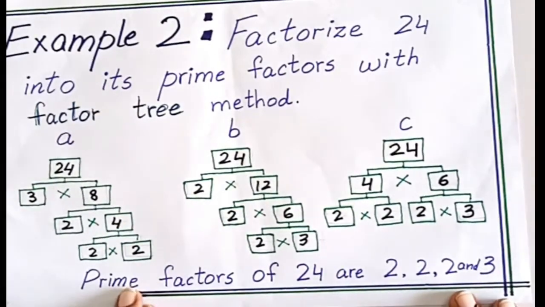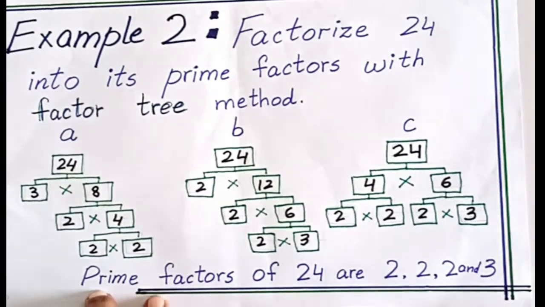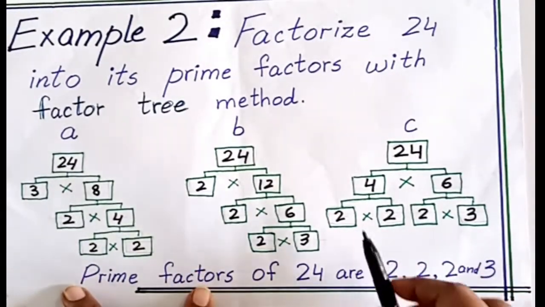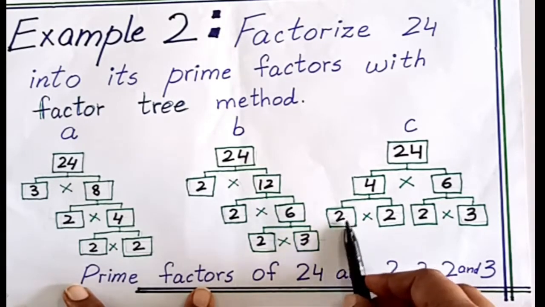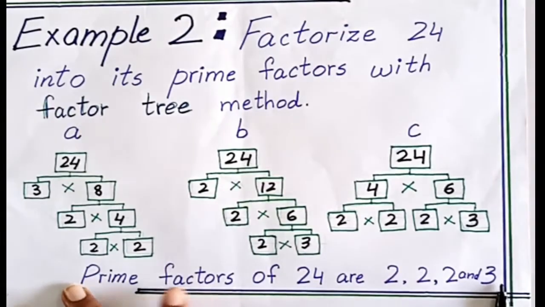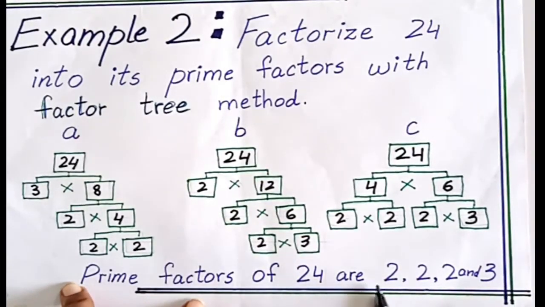Students, remember that to solve these sums, you have to learn tables very keenly and attentively, so you can solve all these sums. See, the prime numbers have come: 2, 2, 2 and 3. That means the prime factors of 24 are 2, 2, 2 and 3.